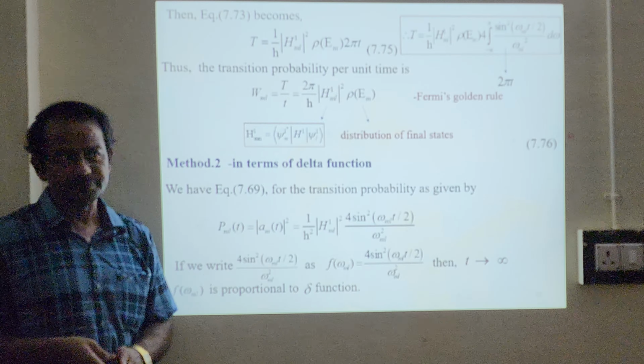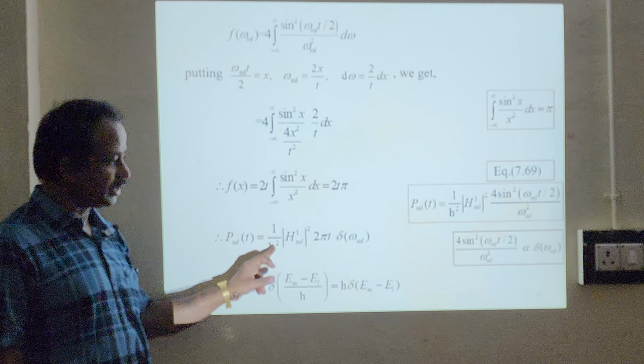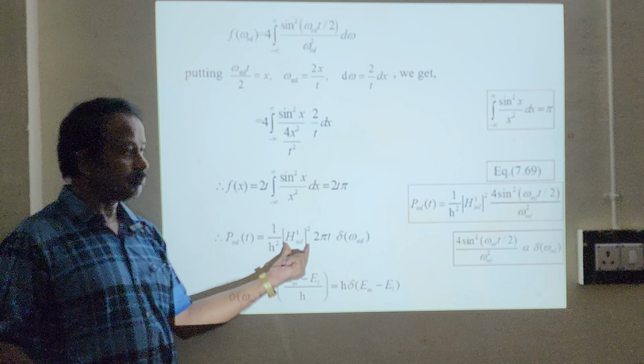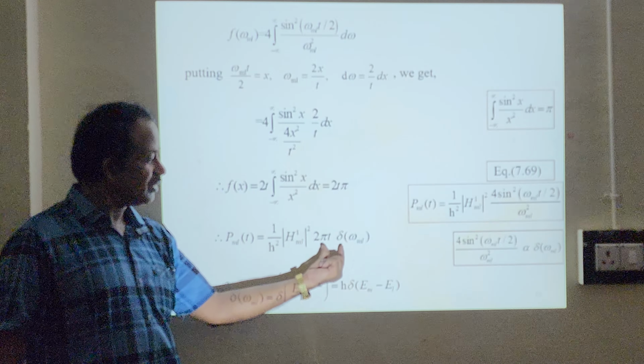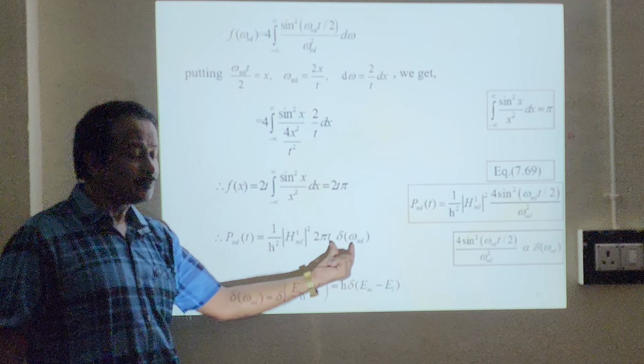You have 2t multiplied by this factor, and this standard integral, the value will be pi. You just substitute, you will have 2t pi. So this is your pi. 2t multiplied by pi will give you 2t pi. Okay, as I said just now, the central peak is proportional to your delta function. So we can write the probability, which is equal to 1 by h bar square, the square of the perturbing field multiplied with this answer, multiplied by the delta function. So delta of omega ml.